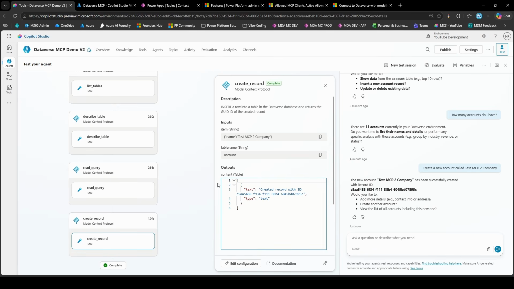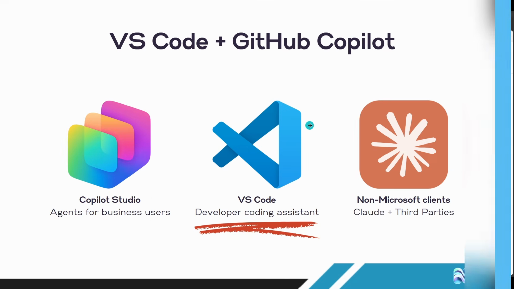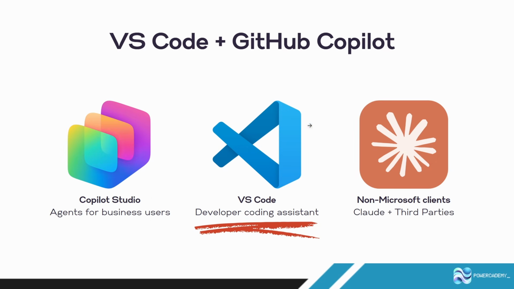So now that's Copilot Studio done. So let's look at the developer side, which is Visual Studio Code. So VS Code is a completely different use case. You're not building an agent here. You're effectively a developer who wants their coding assistant to understand your Dataverse data model.